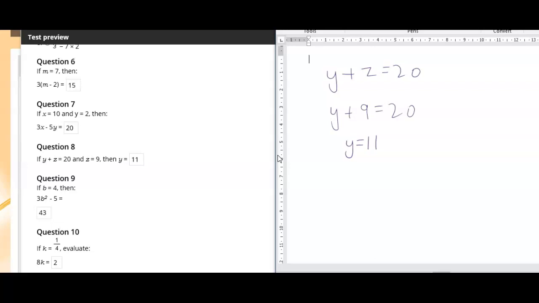After we've done algebra, we're going to move on to equations, and I'll show you how you solve an algebraic equation.